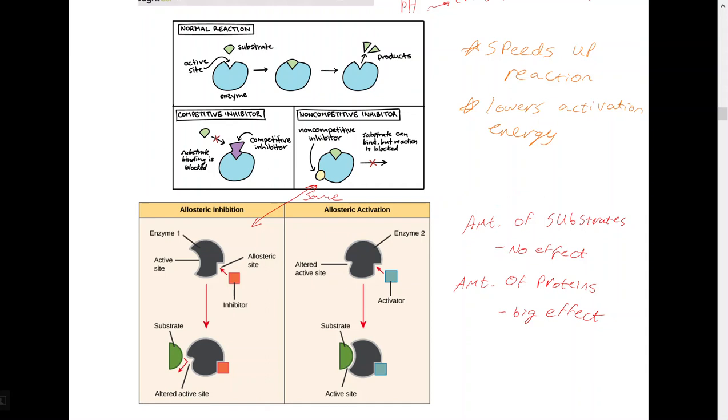And then the other ways to regulate it are by having activators or inhibitors, or by regulating temperature and pH and acidity. And then, of course, if you have more substrates, that's not a form of regulating this protein's activity.